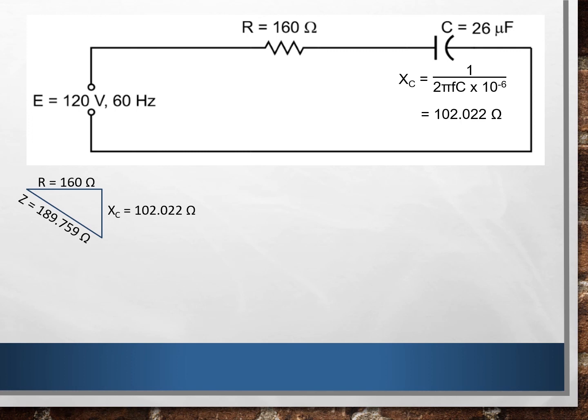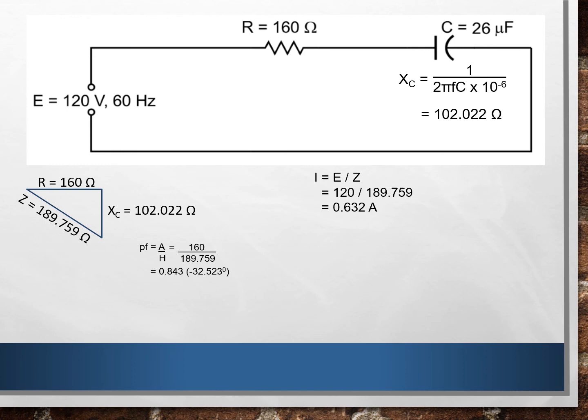The other thing I can find out with this impedance triangle is what my power factor and my operating angle are going to be. So, adjacent divided by hypotenuse, which would be R over Z. I can find that 0.843 is my power factor, and it's a negative 32.523 degrees. So once again, we are between 0 and negative 90. So it's a negative 32 degree operating angle.